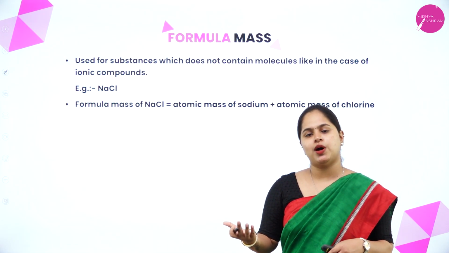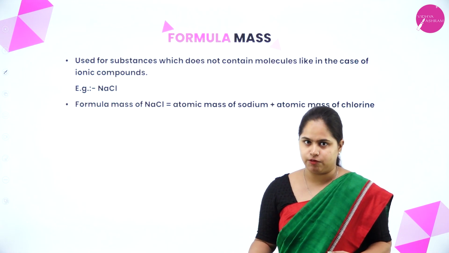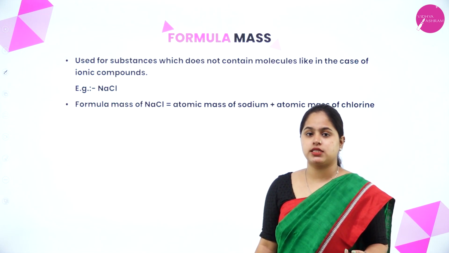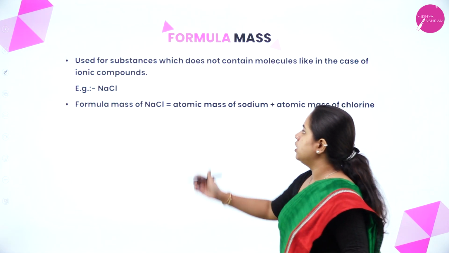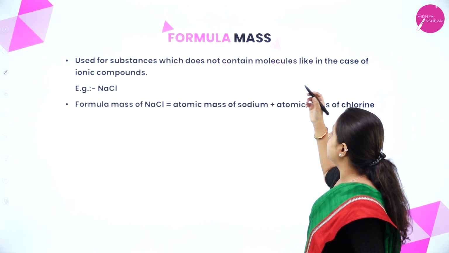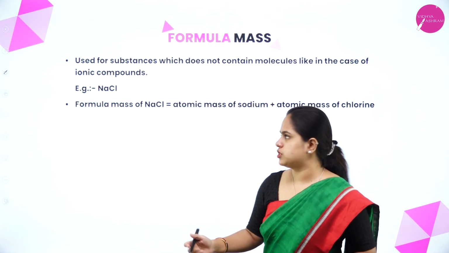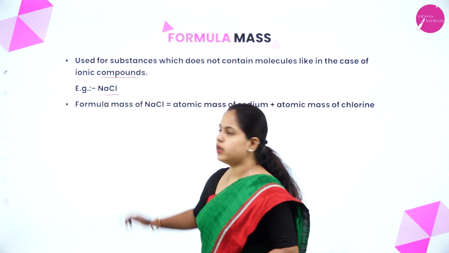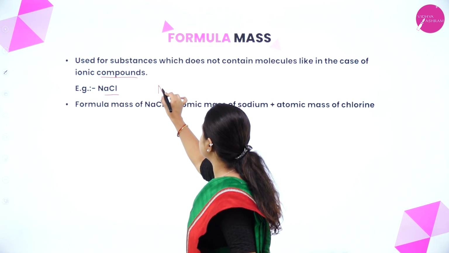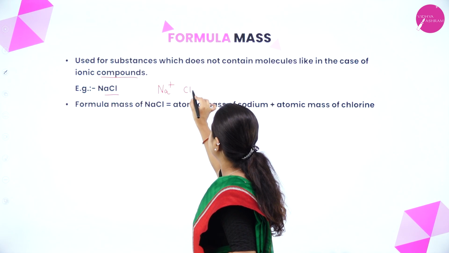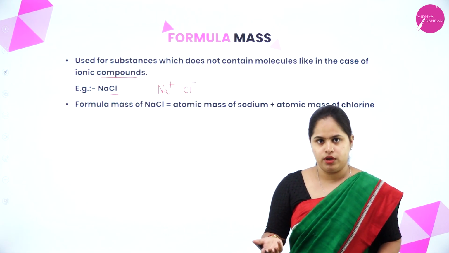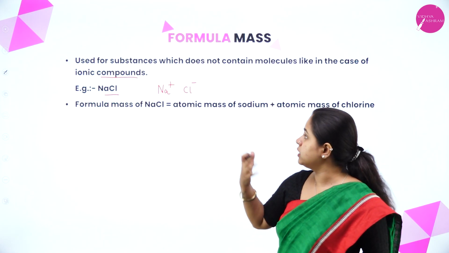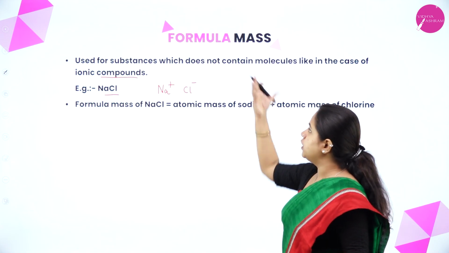Now let's move on to formula mass. Basically formula mass and molecular mass are calculated in the same way. But what is the difference between them? Formula mass is used for ionic compounds, substances which do not contain molecules. You can see here sodium chloride. It consists of Na+ and Cl- ions, so it is an ionic compound. In the case of CH4, it is molecular mass because it contains molecules and atoms. In this case, ions are present, hence we use the formula mass.